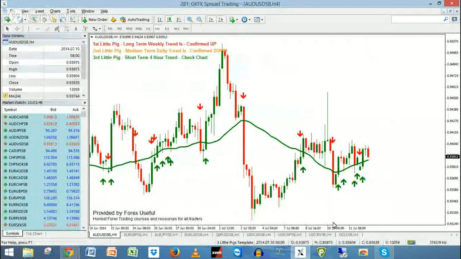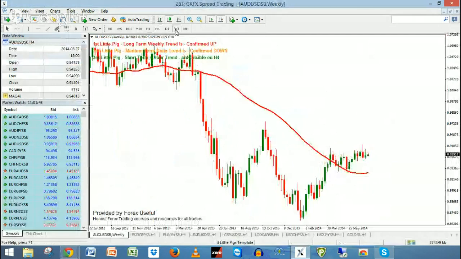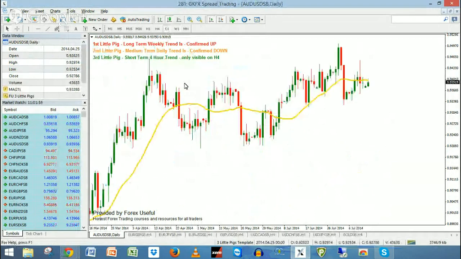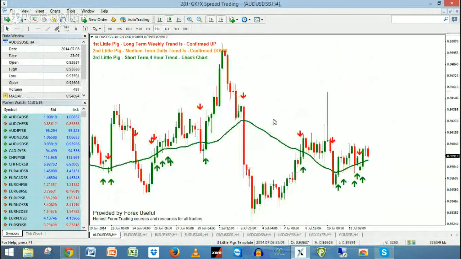Aussie dollar, mixed bag here. We're up and down. The weekly trend is up and the daily trend is down at the moment, so we need this to move back up here, and then we will be looking for these long signals.